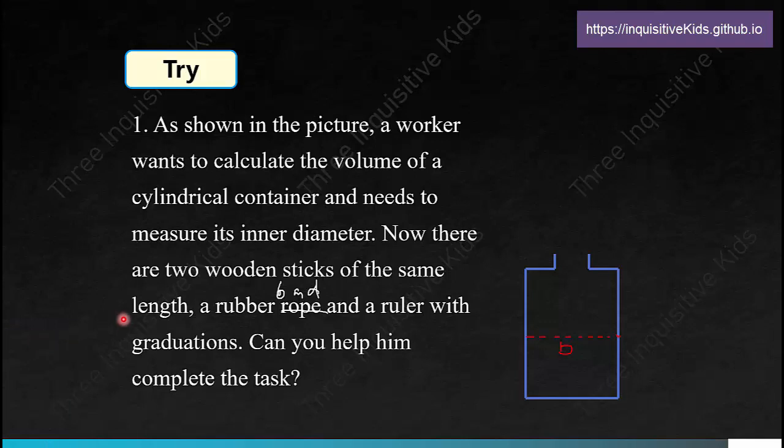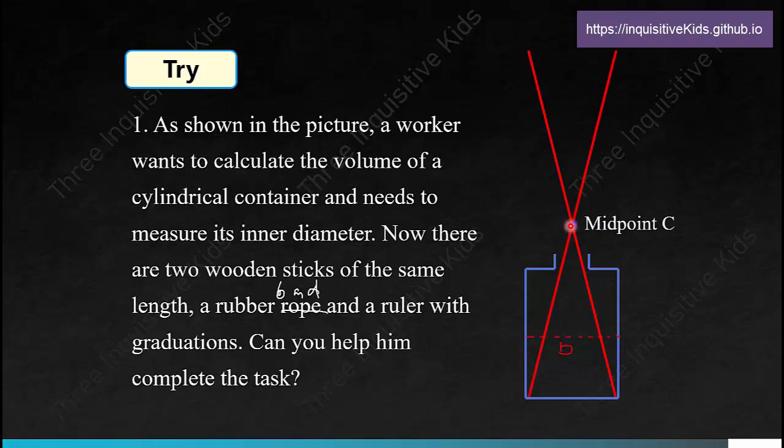Then, let's see if we can use the experiment we just learned about with the castle and the tree to solve this problem. Now there are two wooden sticks of the same length. Okay? So we place this wooden stick at one point of this cylinder at the side, and then it stretches out. This is the midpoint of it, midpoint C.